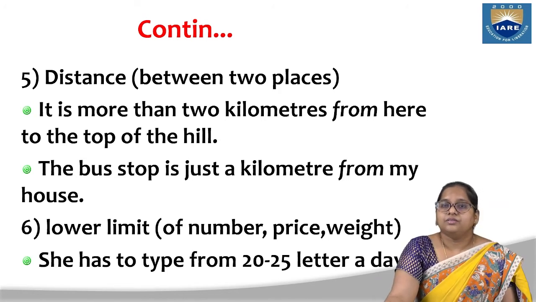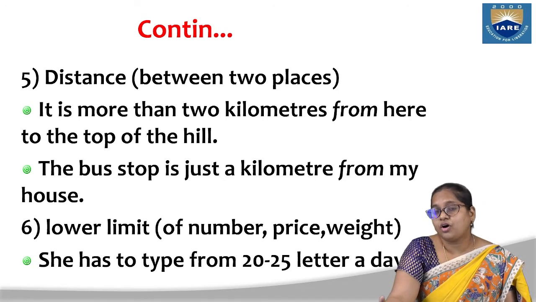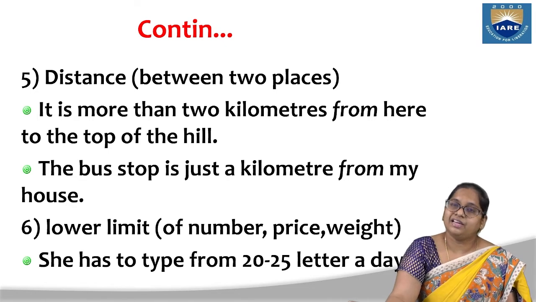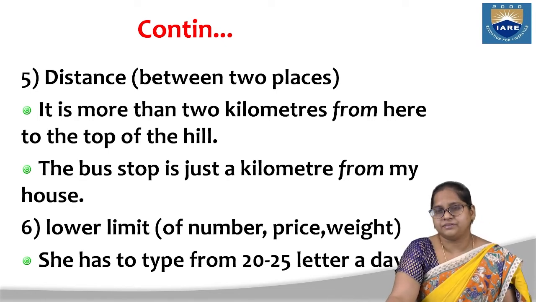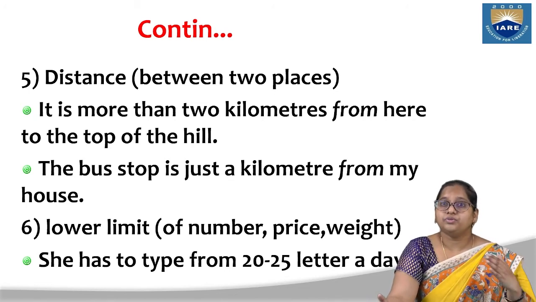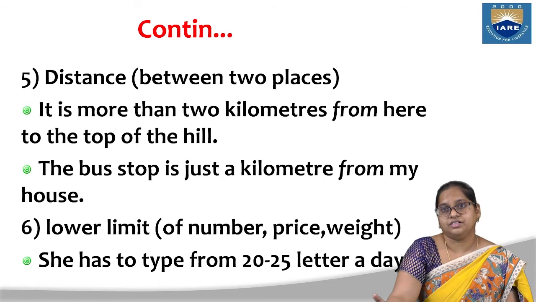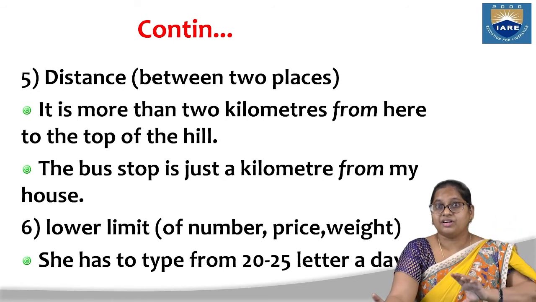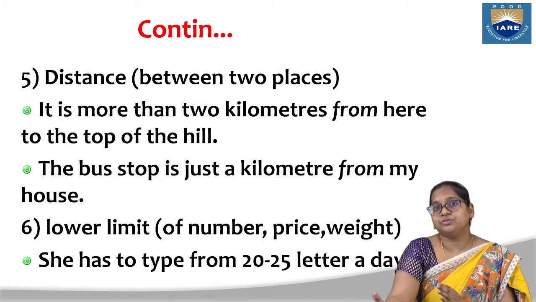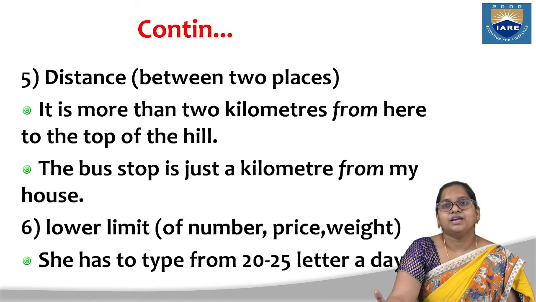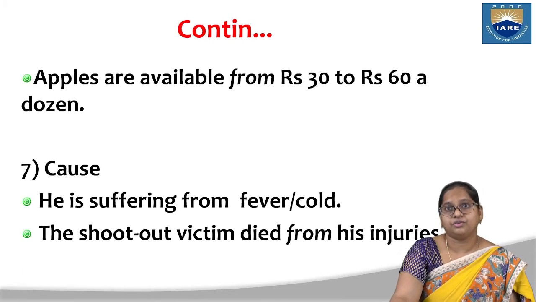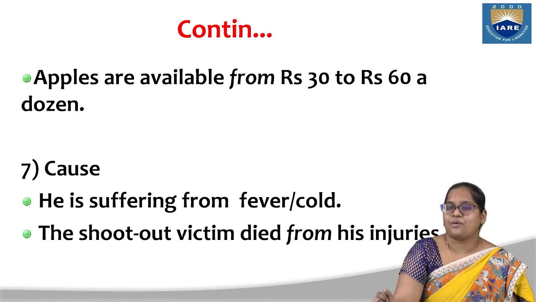Next, the third context where you can use the preposition from is when you are referring to any kind of limit, number, or lower limit, regarding price or weight. She has to type from 20 to 25 liters a day. See, when you refer to any kind of range, you can use from, 20 to 25 liters a day. So this is another context where you can use the preposition from.